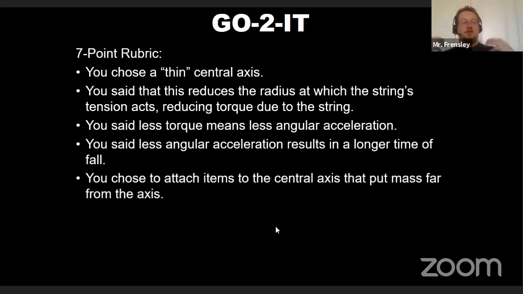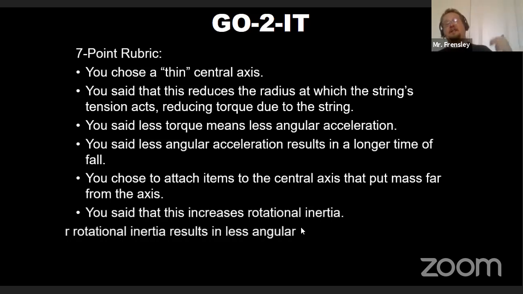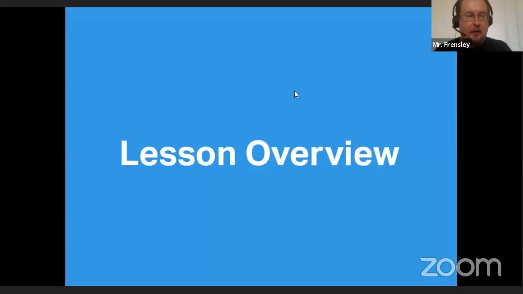Then I chose to attach items to the central axis that were distributed far away. That was the point of the two cross pieces with the clay balls at the end: to get lots of mass far from the center. So the rope is close to the center, but the rest of the mass is far from the center. Why did I do that? Because that increases rotational inertia, which decreases angular acceleration. So I go for the least torque from the strings, small radius, and the most rotational inertia, with the mass far away. You'll see a sketch of my design a little bit later on.